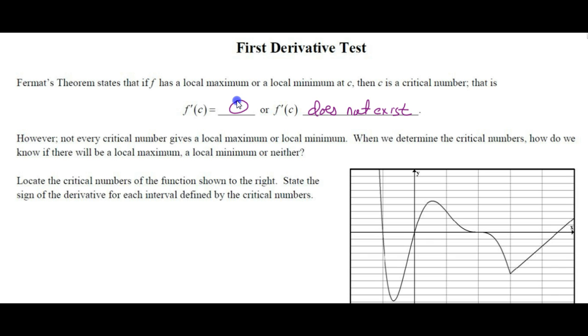Okay, so we know that we got a function, we got to find the first derivative of that function. We then need to say, where does it not exist? Or where is it equal to 0? And that's where we want to look to see if there is a local max or min. But not every critical number gives a local max or min. When we determine the critical numbers, how do we know if there will be either a local max or a local min or neither?